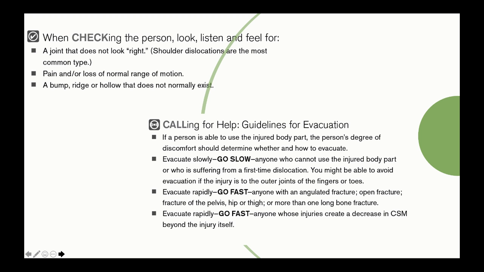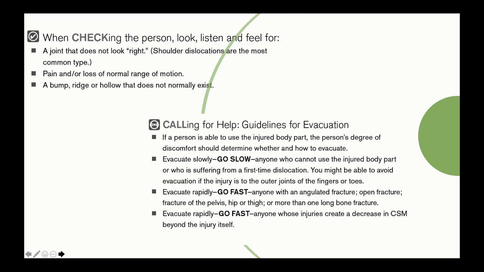When checking the person, look, listen, and feel for a joint that does not look right, okay? So again, if something's off, you can compare it to the other arm or wrist, the leg, knee, hip, ankle, right? Look for pain or loss of normal range of motion, a bump or ridge or hollow that does not normally exist. So when do you call for help?